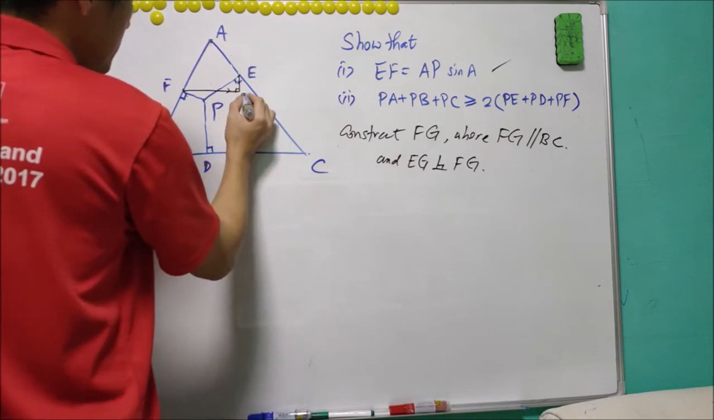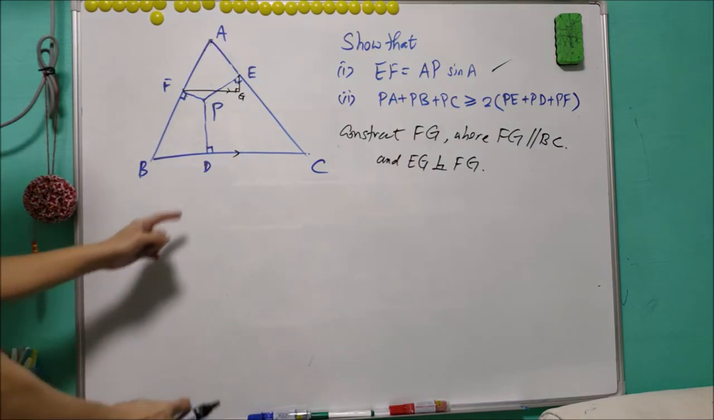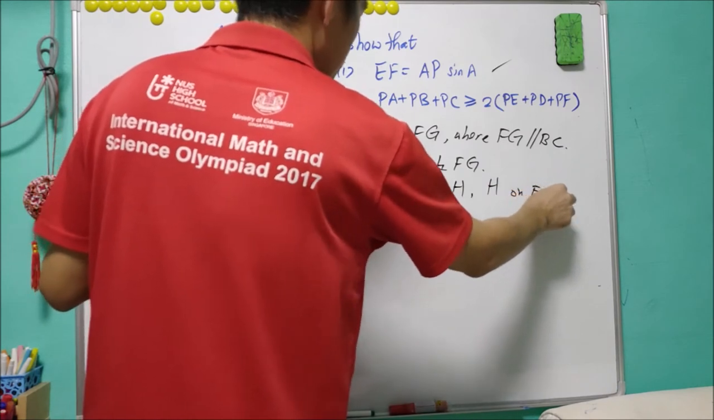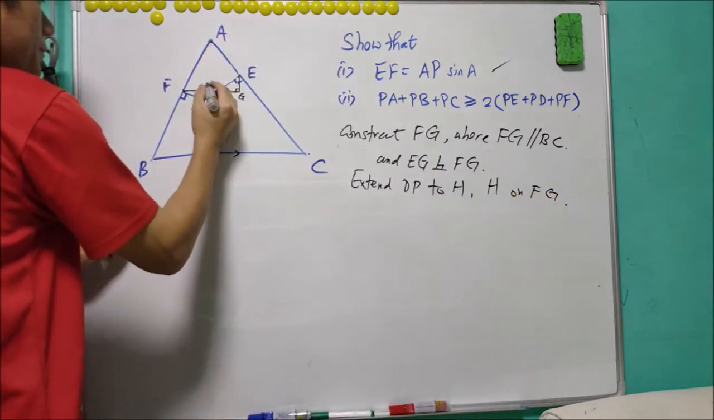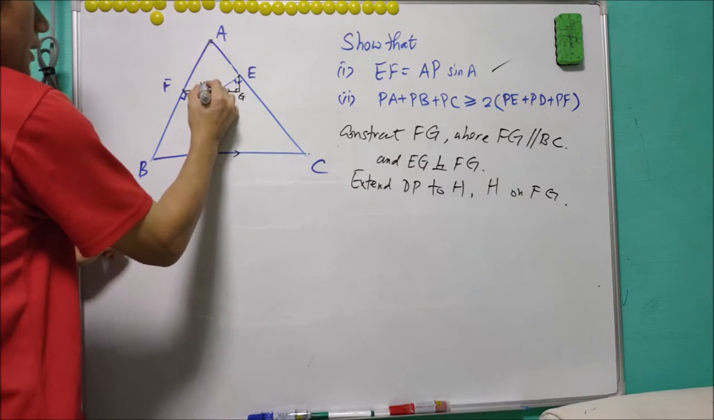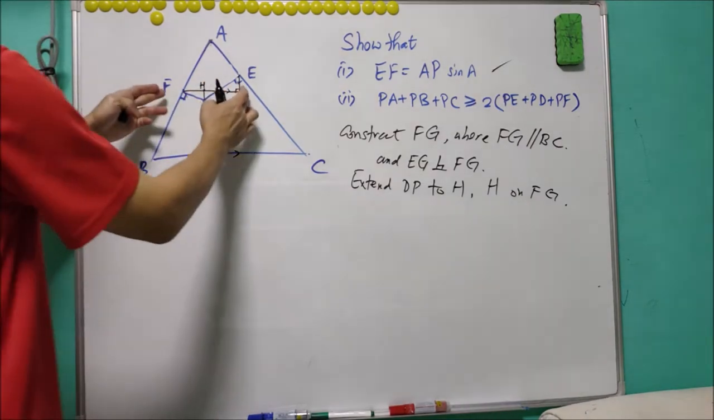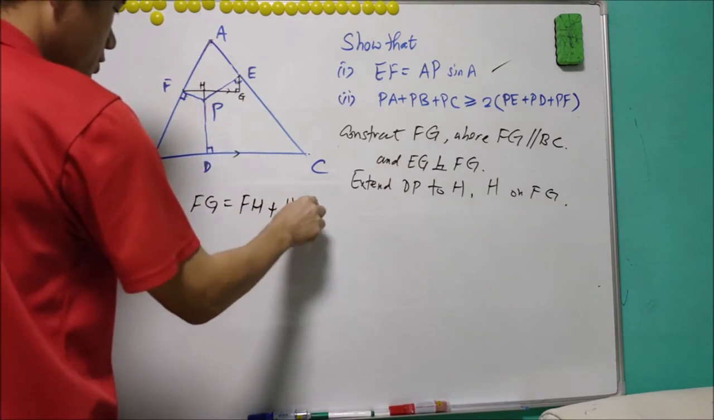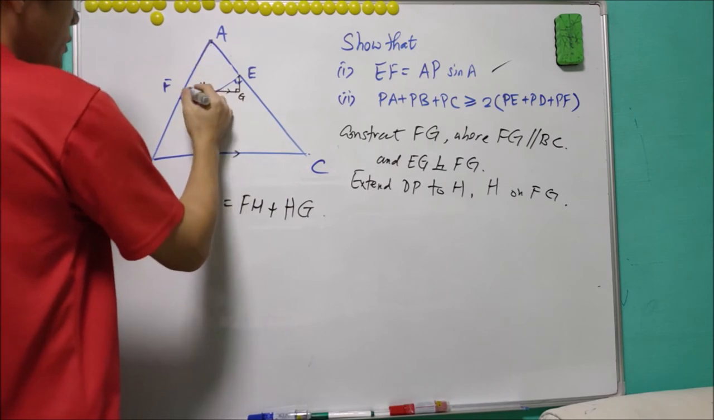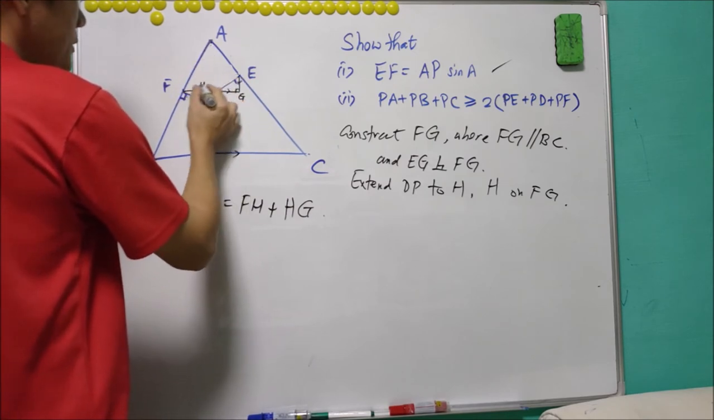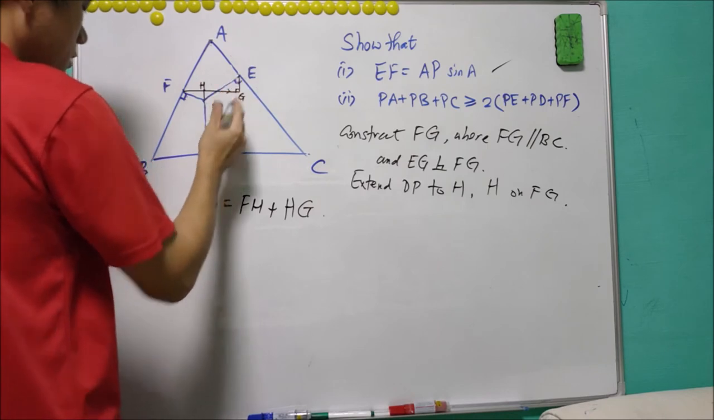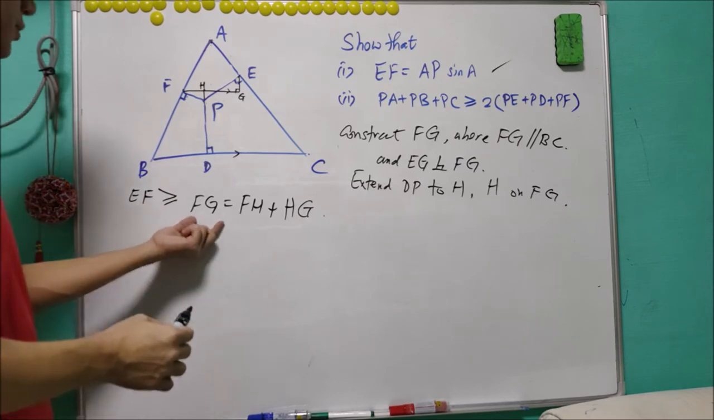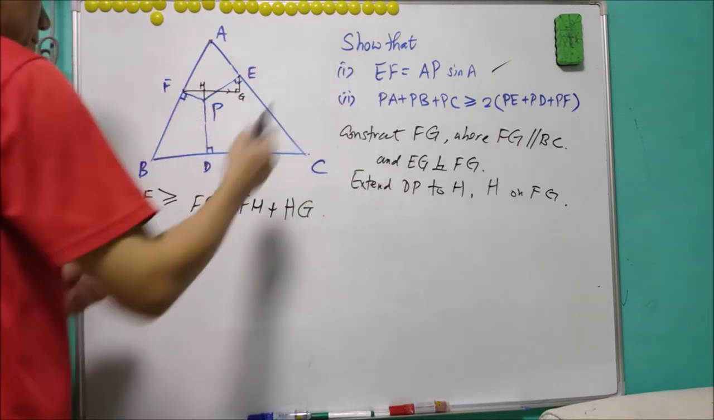Call this G. Then we extend DP to H, with H on FG. So extend this up to here so that this is H. Okay, we consider FG. FG equals FH plus HG. FG is here, whereas EF is the hypotenuse of the triangle FEG. So EF must be greater than or equal to FG. This is a relation from part one and part two.